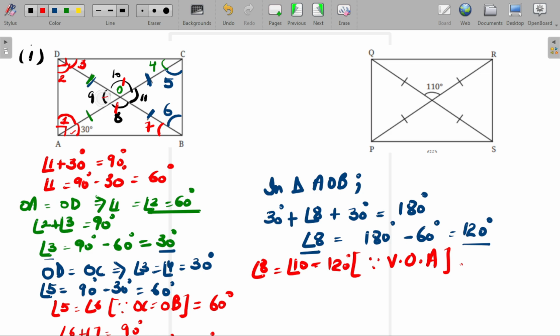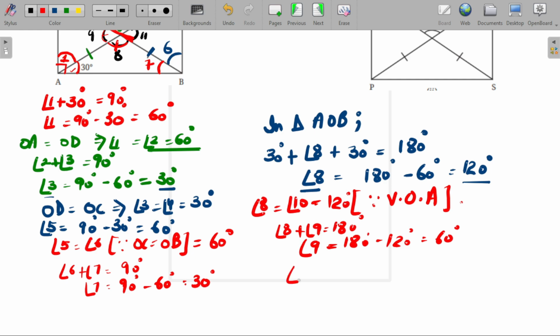So to find angle 9, we can use a linear pair, as angle 9 and angle 8 are both made on a straight line. Can you see that? Right? So angle 8 is already known. So angle 8 plus angle 9 is 180°. That means angle 9 will be 180° minus 120°, which is 60°, right? And clearly angle 9 is equal to angle 11, again vertically opposite angles.